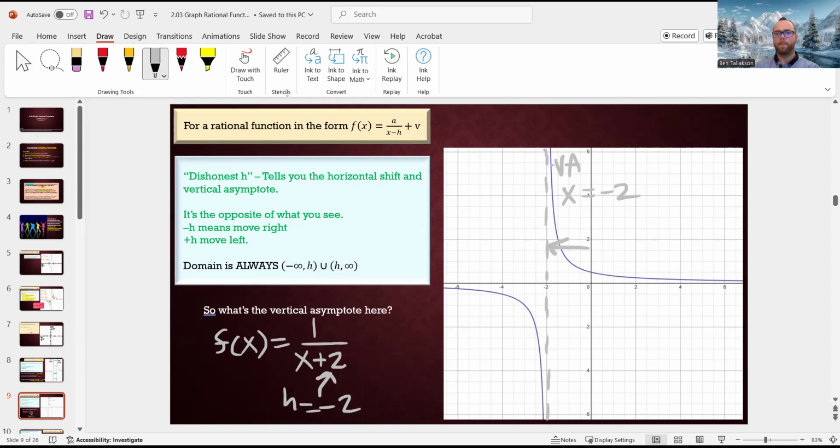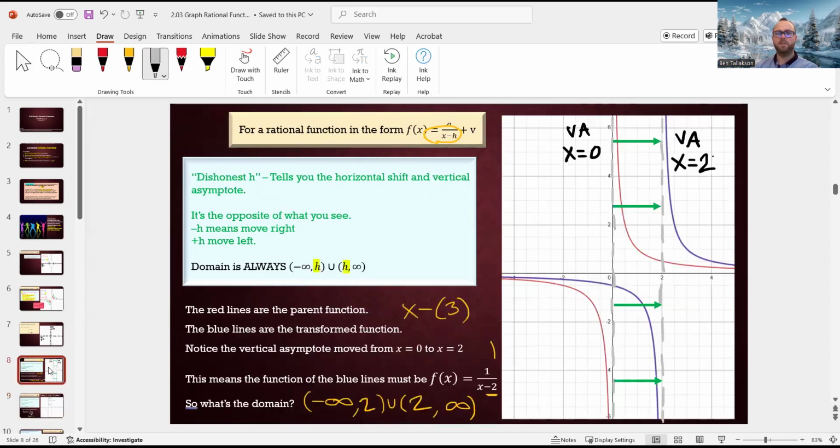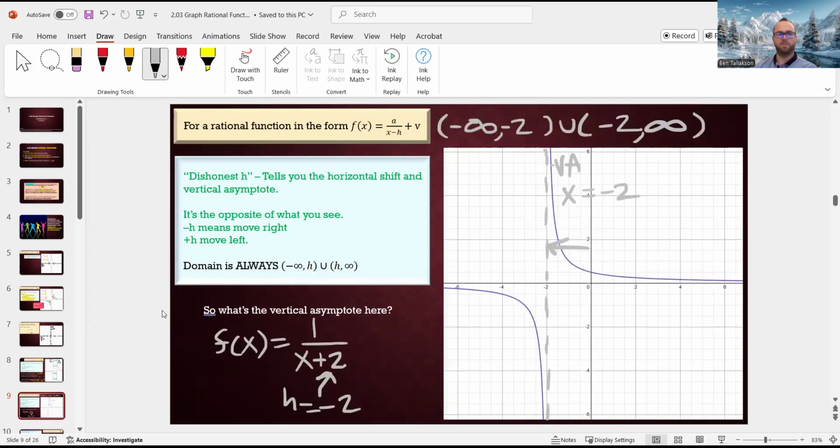Okay? And the domain, if you're wondering, is going to look like this, where your h values go here and there. But my point is, the vertical asymptote could move to the right, but it could also move to the left.